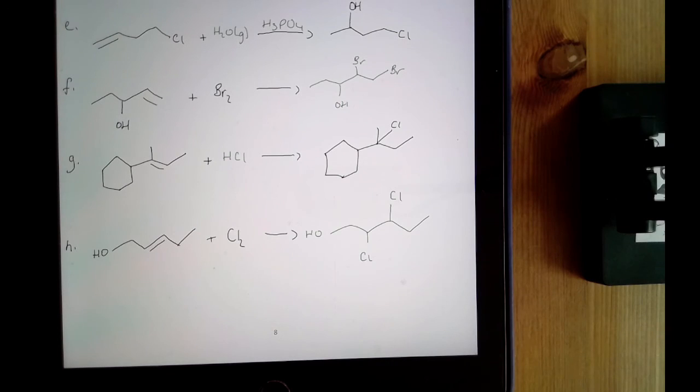This topic, reactions of alkenes, super important going forward. It comes up again in chapter 16. It comes up again in chapter 25. Really important that you know the products of your alkene reactions and that you can do those curly arrow mechanisms.